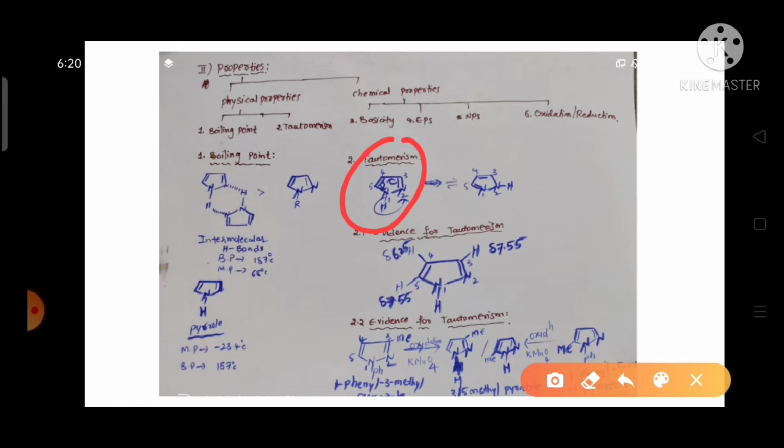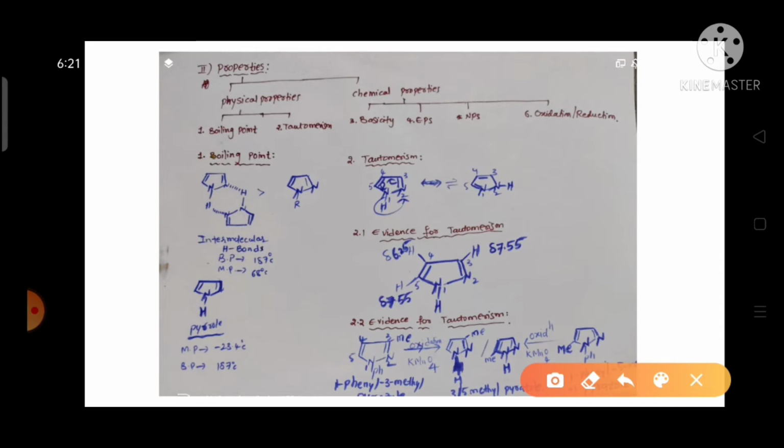Here we have the NMR evidence for the tautomerism. Due to the tautomerism only, this hydrogen and this hydrogen show the same signal in the NMR. That means at the same position we get the signal. If tautomerism is not possible, then these two hydrogens should show two different signals in the NMR. So that is the evidence for the tautomerism.